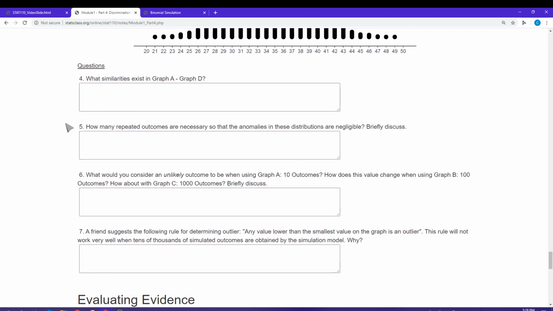Okay, I will let you go ahead and answer questions 4 through 7. After you submit your answers, solutions for these will pop up, so I will let you go back and check your answers.